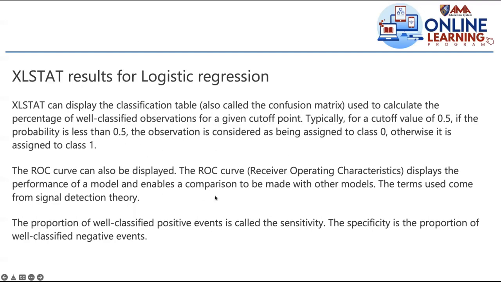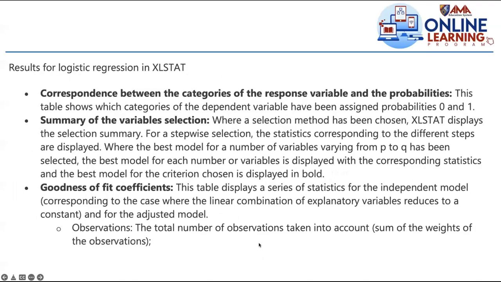The ROC curve is also displayed. The ROC curve, receiver operating characteristics, displays the performance of a model and enables a comparison to be made with other models. The terms used come from signal detection theory. The proportion of well-classified positive events is called the sensitivity. When you say positive events, I mean the Y. The specificity is the proportion of the well-classified negative events. I don't want to discuss that more. You can see this in the results, in the example. Correspondence between the categories of the response variable and the probabilities. The response here is the Y.